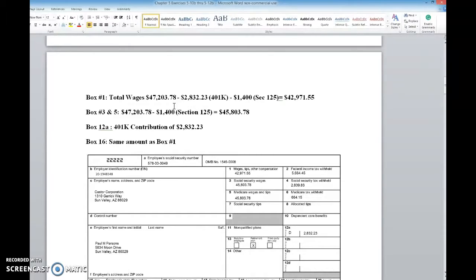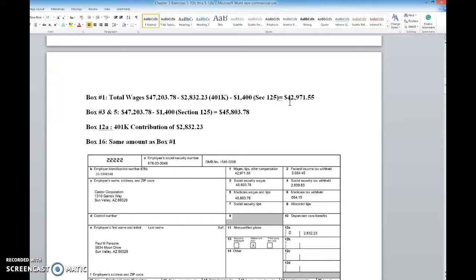So in box number 1, we're going to take the total wages, $47,203.78. We're going to take off what the employee contributed in 401k, which in this case is $28,832.23. We're also going to subtract off the Section 125 contribution of $1,400. So the employee's wages for box 1 would be $42,971.55. On box number 2, the federal income tax withheld is given to us.